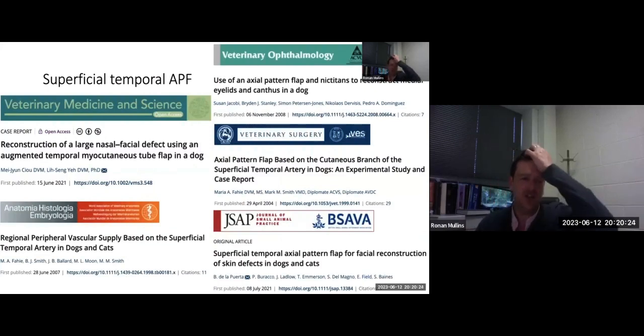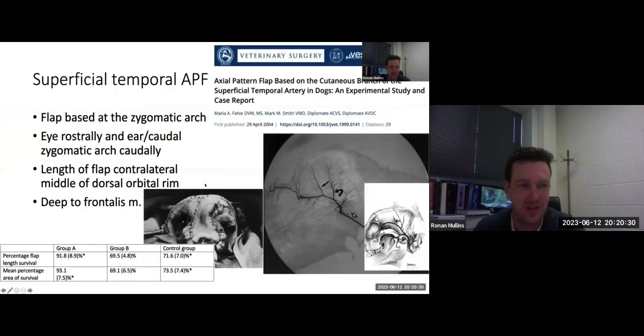In terms of the literature, there's a reasonable amount published on this. Just going to take a look at some of these in the interest of time. So this was that study I mentioned. This is another sort of experimental study. There's a study in dogs and another one in cats. And basically, they looked at a few things in this study.